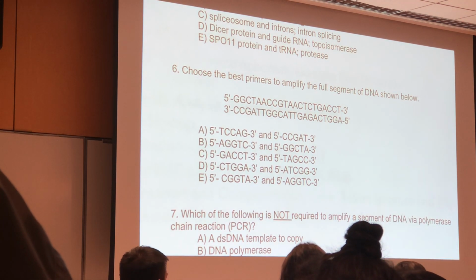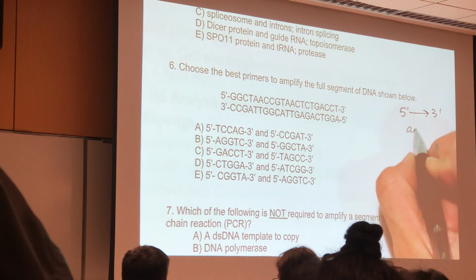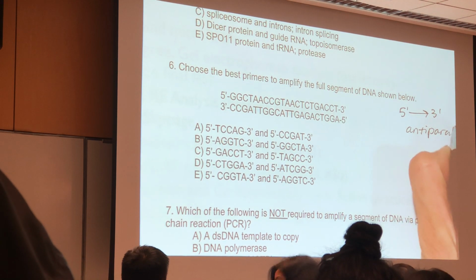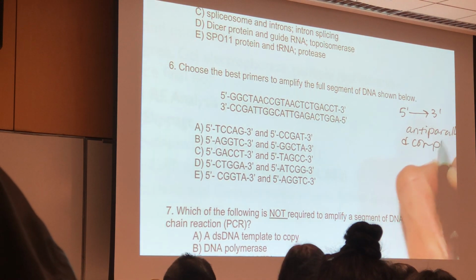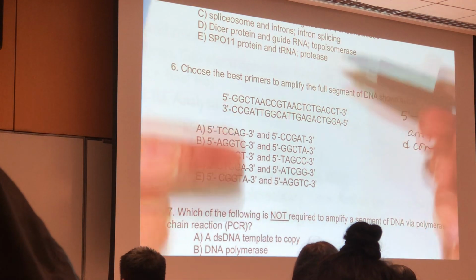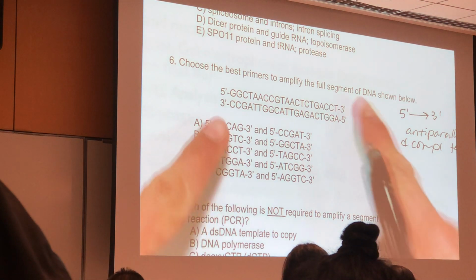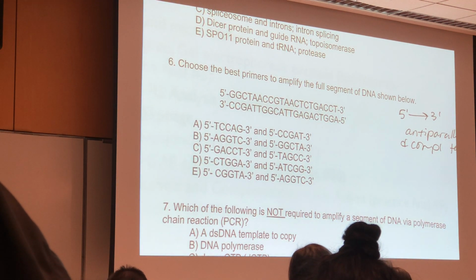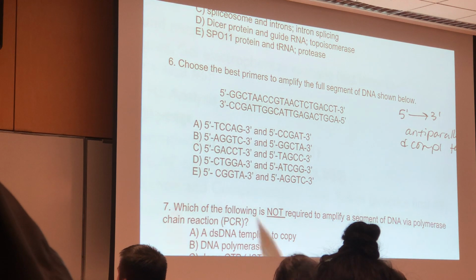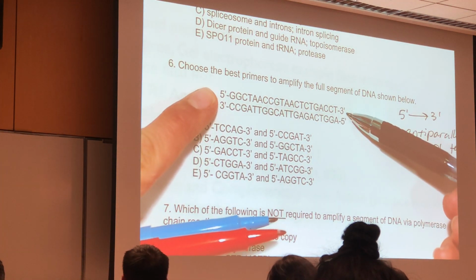If we want to amplify this, we know that DNA replication is going to occur 5' to 3', and that it's going to be anti-parallel and complementary to the templates. Each one of these is a template. They're going to come apart and serve as a template. So if we want a primer to the top strand, it's going to serve as a 3' hydroxyl to add nucleotides to. Do we want that primer on the left or on the right?